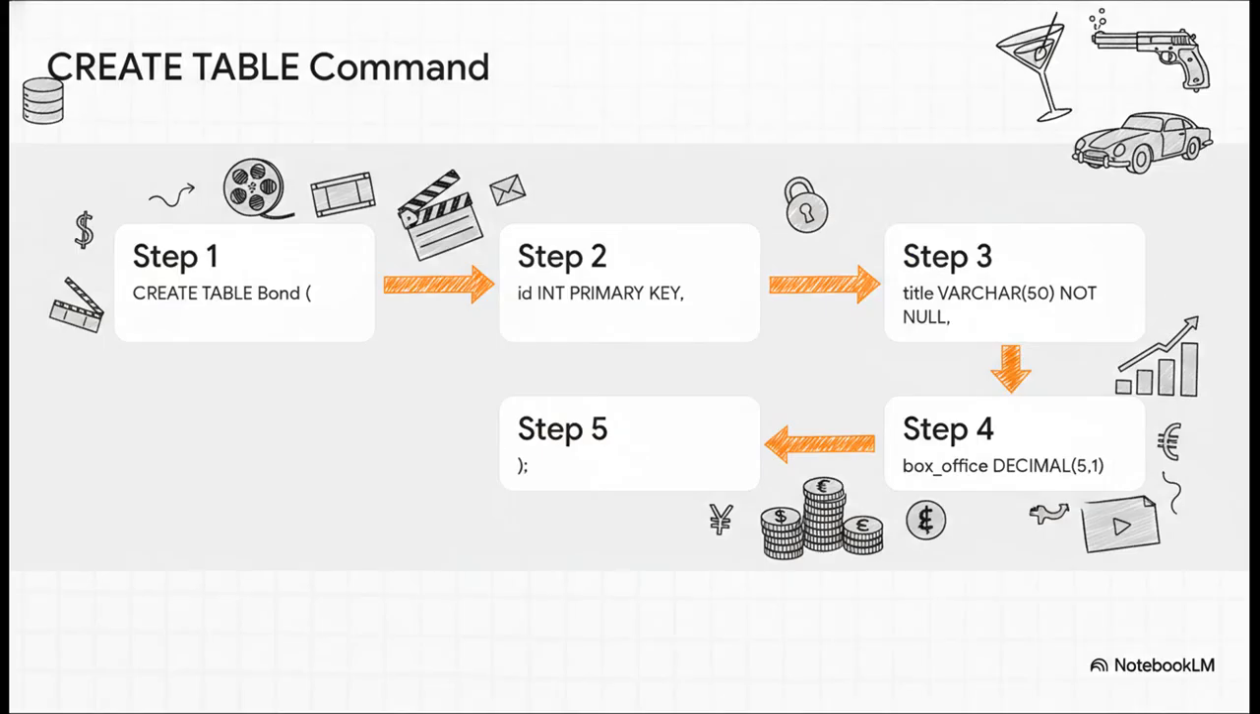So how do we build one? We use the create table command. Let's break it down with this James Bond example. First, you literally just say create table and give it a name, in this case, Bond. Then, inside the parentheses, you define your columns. We've got an ID, a title, and box office earnings. And you'll notice for each column, we're also saying what kind of data is going to go in there.